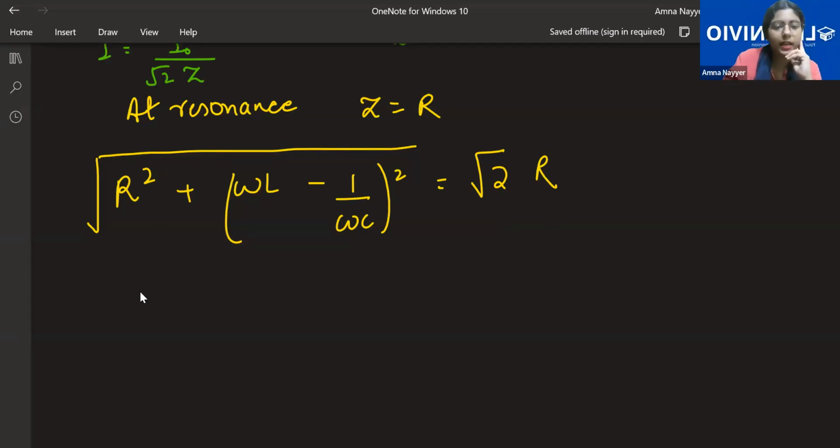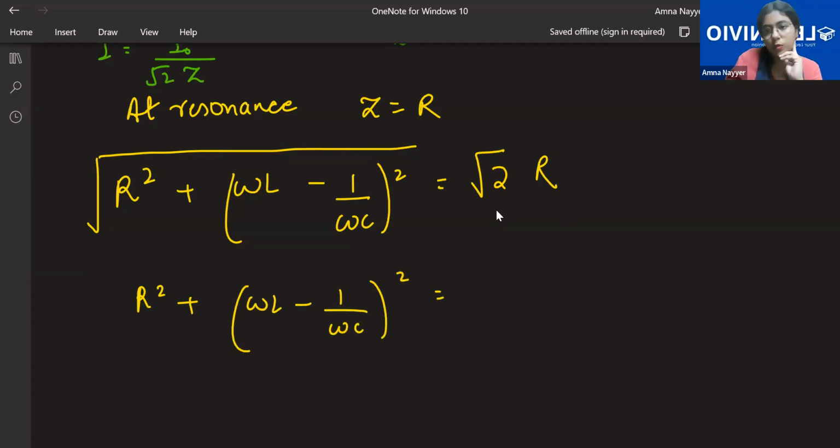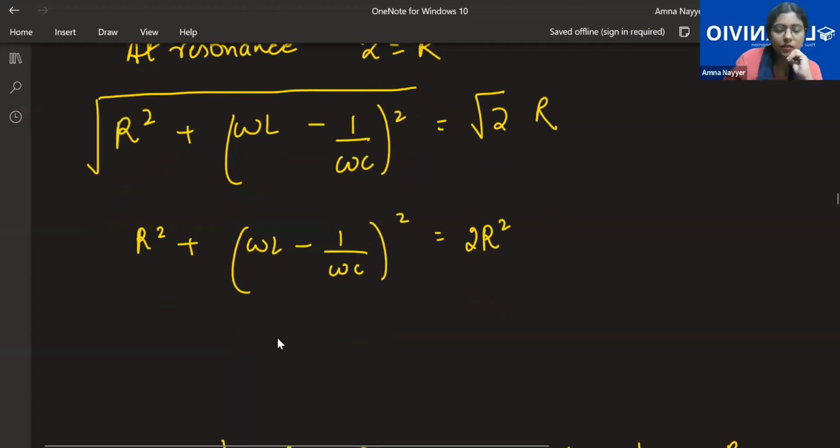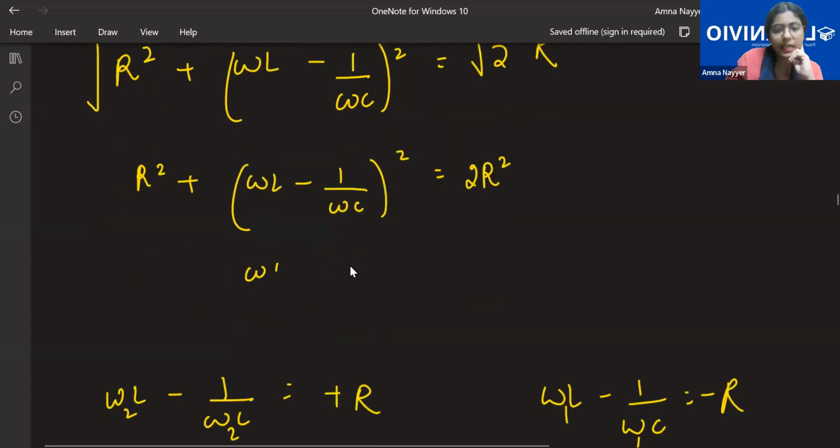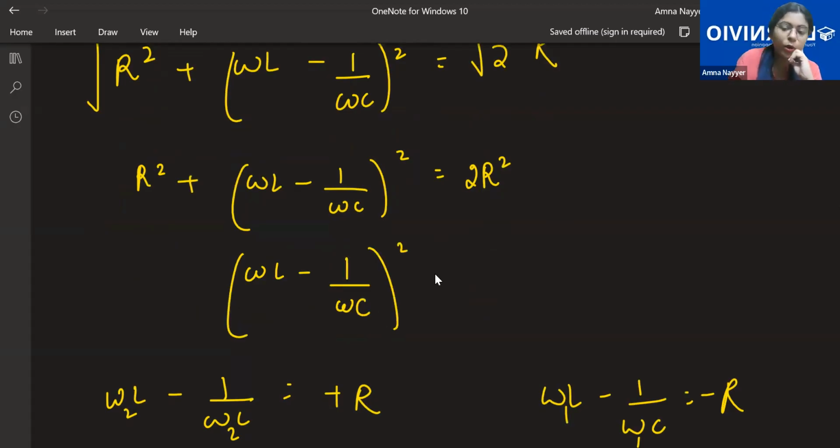Okay. Now I'll square it. So R square plus omega L minus 1 by omega C whole square is equal to 2R square. From here, omega L minus 1 by omega C whole square is equal to what? Tell me. R square.